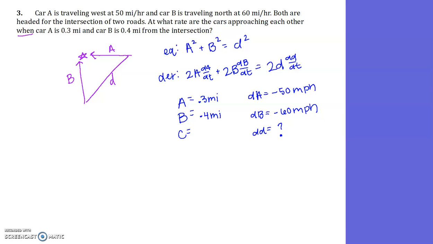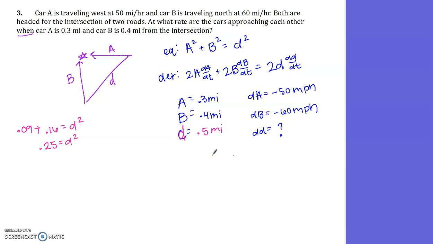I'm going to go back to this equation. That will be a squared, so 0.3 squared, which will be 0.09, plus b squared, so 0.4 squared will be 0.16. That's going to equal d squared. So that'll be 0.25 equals d squared. Sorry, I don't know why I put a c here. And that'll make my d 0.5 miles.